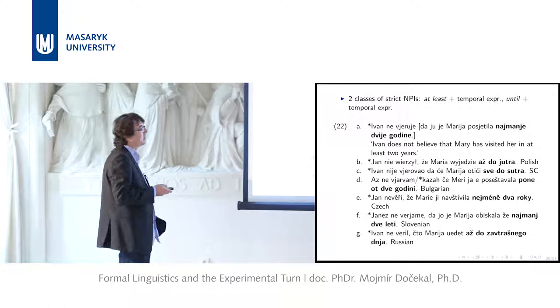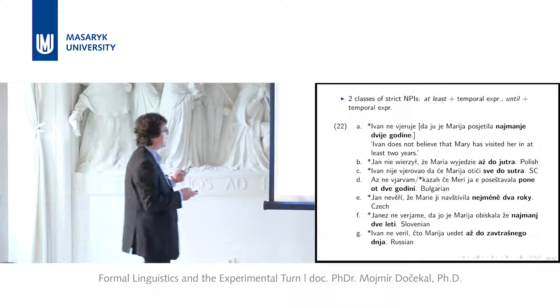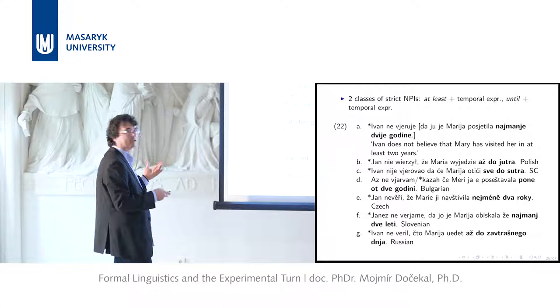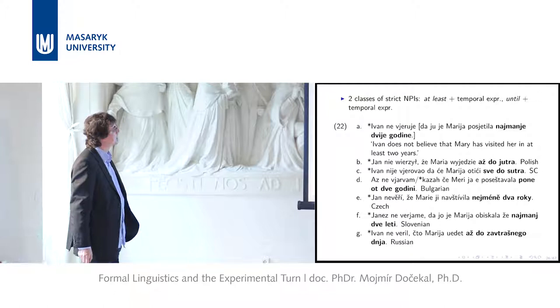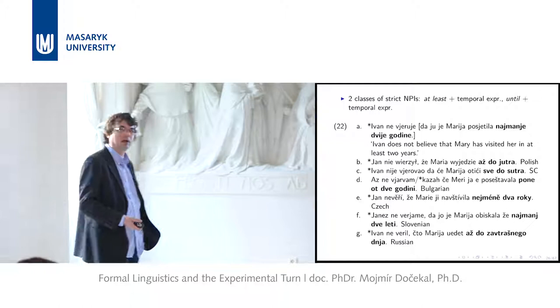Again, let me repeat the argument. So there is a neg-raising verb, there is a negation. Let me show it on Czech. There is a neg-raising verb, a belief type, there is a negation, there is a strict NPI. And if there were neg-raising, you would expect this sentence to be grammatical, but it is not. So it follows from this for Bošković and Gajewski that there is no neg-raising. And they related it to the absence of articles in Slavic languages and to many other properties, and they have a nice theoretical story about that. But that story is not true.